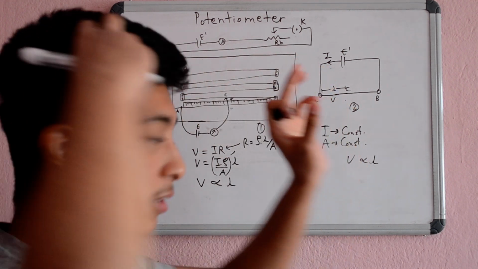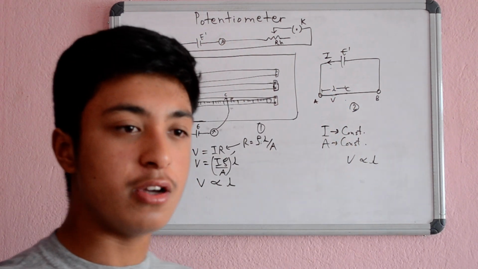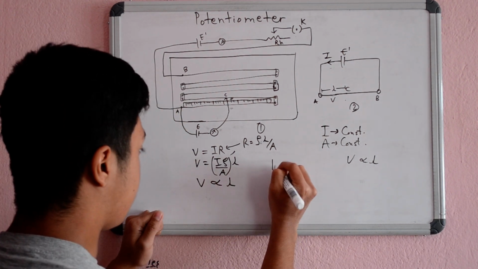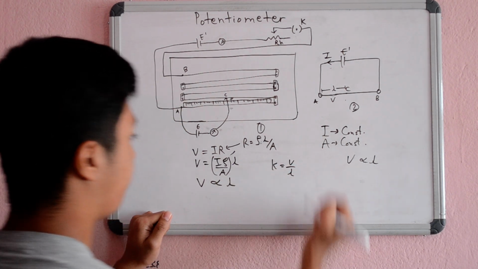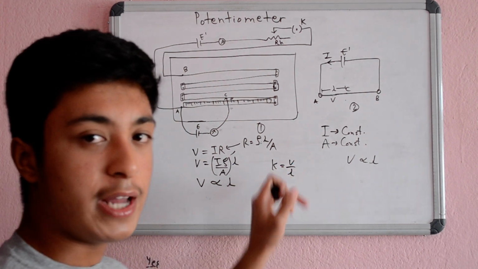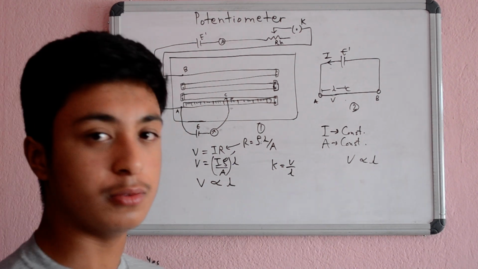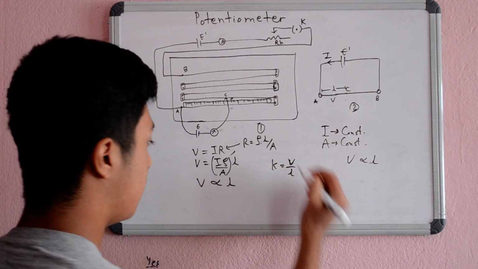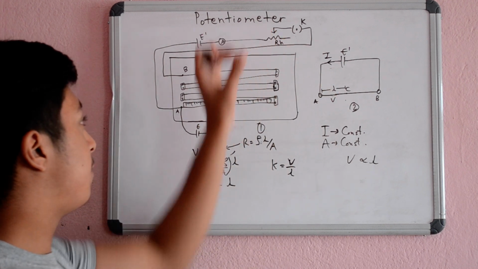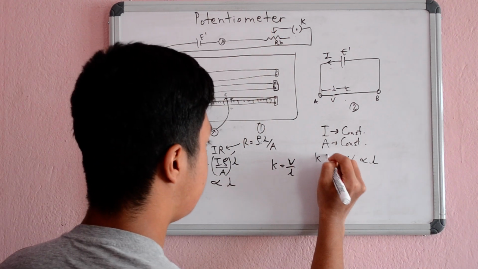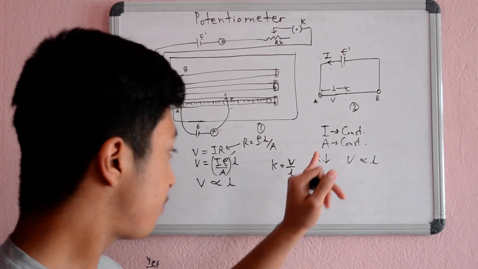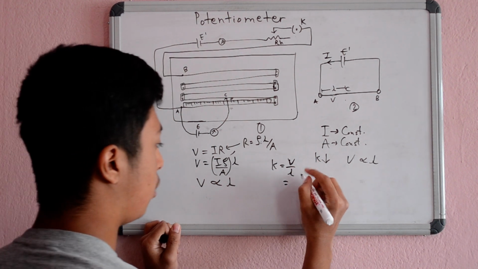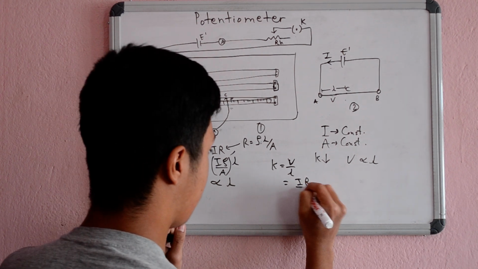Now as a note, I'll tell you how to increase the sensitivity of the potentiometer. So here we have K equals V by L. This K is known as the potential gradient, because potential is divided by length, thus it is potential gradient. And here you can increase the sensitivity of the potentiometer by decreasing the potential gradient. So that means here V by L, which is also equal to IR by L, right?